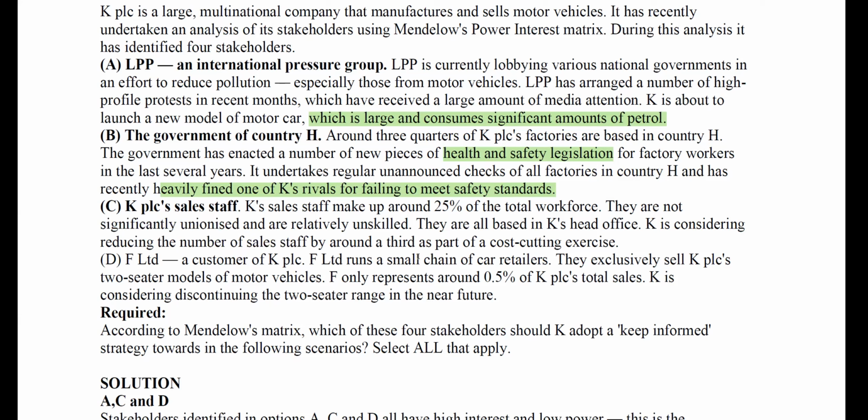So it's not every employee that you say, oh, this one, keep informed. No, you have to check: are they unionized? If they are unionized, then they have more power. Do you all agree? Because there will be collective bargaining. Makes sense.